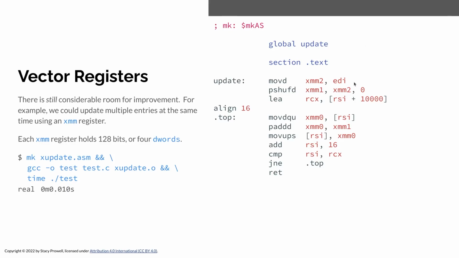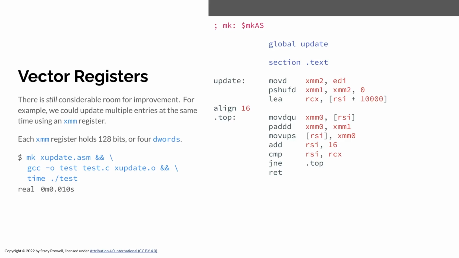EDI is still my increment value, but in this case, I move it into XMM2. This is fine. I can move a double word into XMM2. XMM2 now holds the value that was in EDI. And then I do a shuffle. This is a very complicated instruction, but the net effect is that I take the contents of XMM2, which holds EDI, and I copy it into the 4 double words contained in XMM1. So XMM1 now holds 4 copies of EDI.